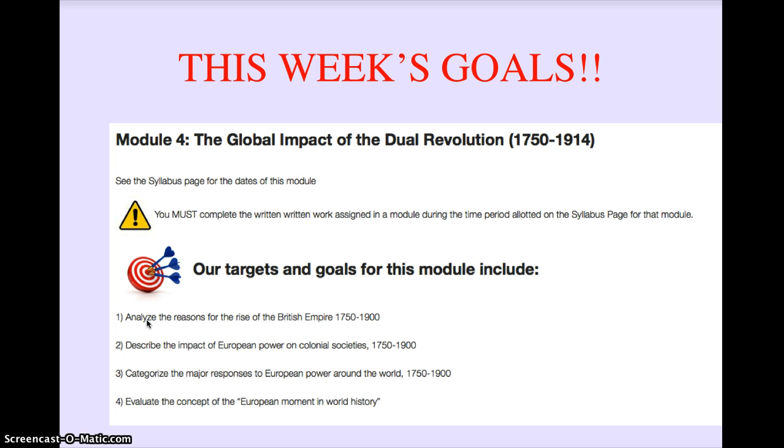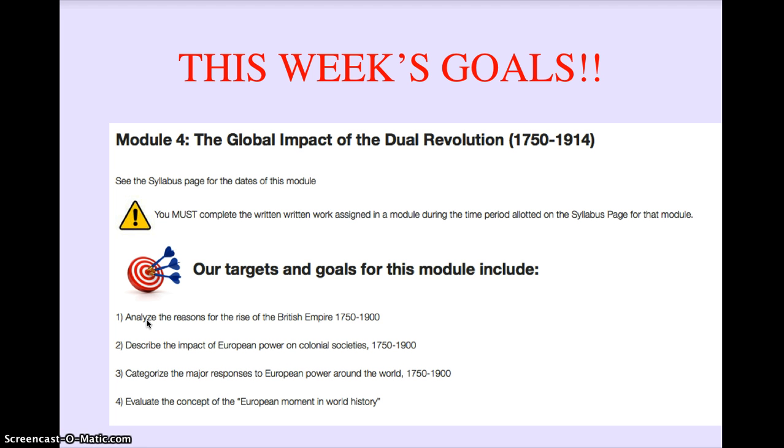This is something to think about. Describing the impact of European power on colonial society. Now, note when I talk about European power, we're talking here more generally. We can talk about the French, we can talk about the Germans, the Spanish, even imperial powers during this time. It's always good to be specific. And categorizing the responses to European power around the world.